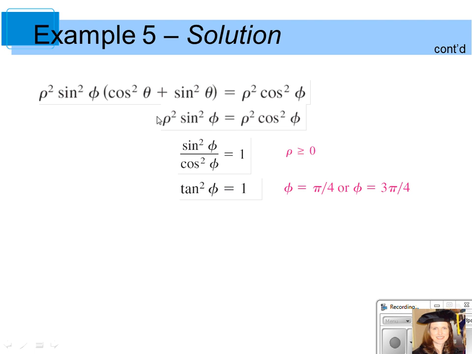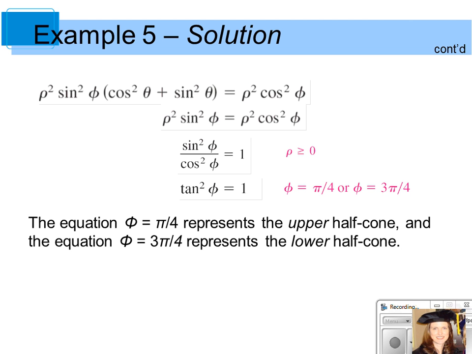Now, using the trig identity, we get sine squared phi over cosine squared phi equals tangent squared phi. And tangent squared phi equals 1 when the angle phi is pi over 4 or 3 pi over 4. So the equation phi equals pi over 4 represents the upper half of the cone, and the equation phi equals 3 pi over 4 would represent the lower half of the cone.